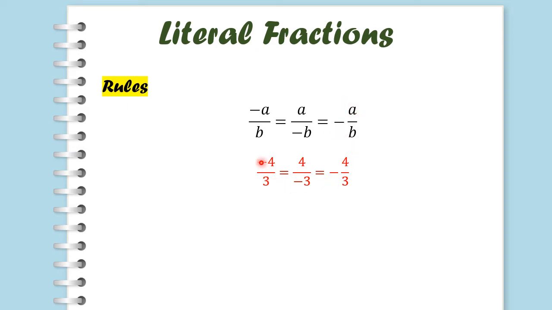So in this example, minus 4 over 3, it doesn't really matter if it is minus 4 over 3 or 4 over minus 3, because the answer will be minus 4 over 3 in both cases. So all of these three fractions are equal. Moreover, if we have minus a over minus b, negative over negative, they cancel each other, and the answer will be a over b. For example, minus 7 over minus 8, the answer is 7 over 8.